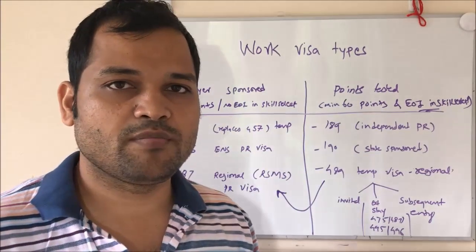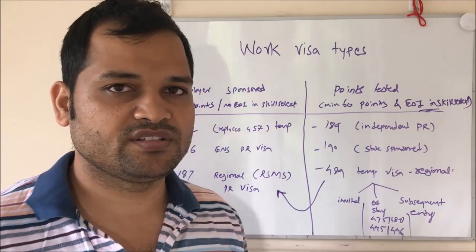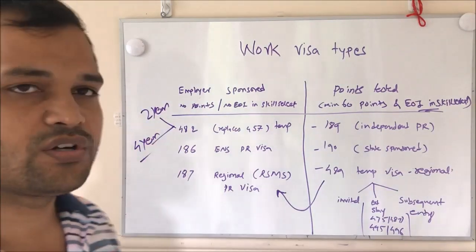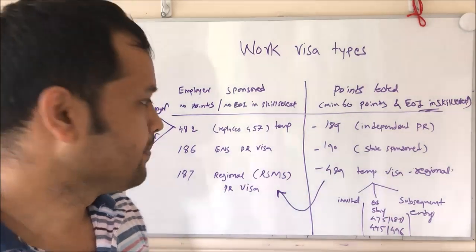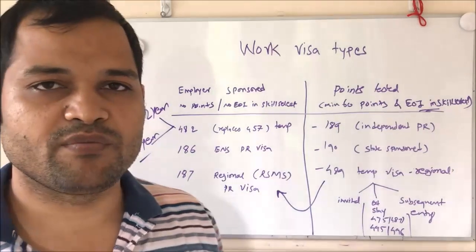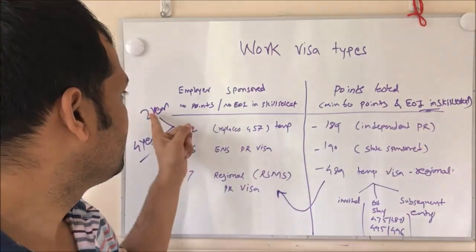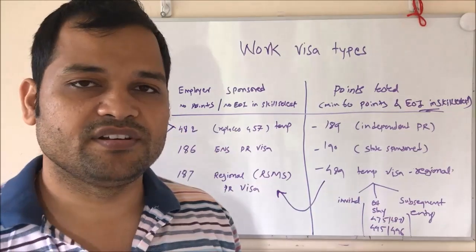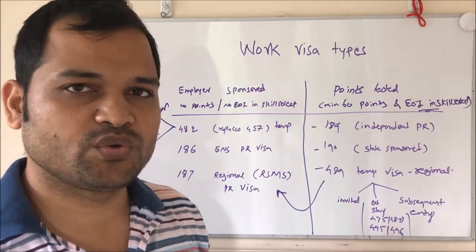In 482 there are mainly two streams. One is short term and another is medium to long term. Short term visa you will get for 2 years, and the medium to long term visa you will get for 4 years. And the medium to long term temporary visa can be converted into any of the PR visas. With the short term visa, you can't get permanent residency. After 2 years you will have to go back to your original country.